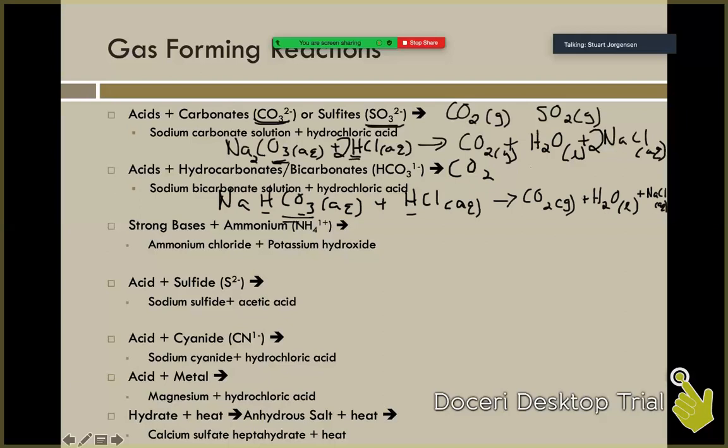What's nice here is because we have that extra hydrogen, we're balanced. We don't have to do anything for this one. It's all 1s for our coefficients as we're going across. Cool. I'll start the next one over a little further so we can have enough room to see a little more clearly. Cool. Strong base plus ammonium.